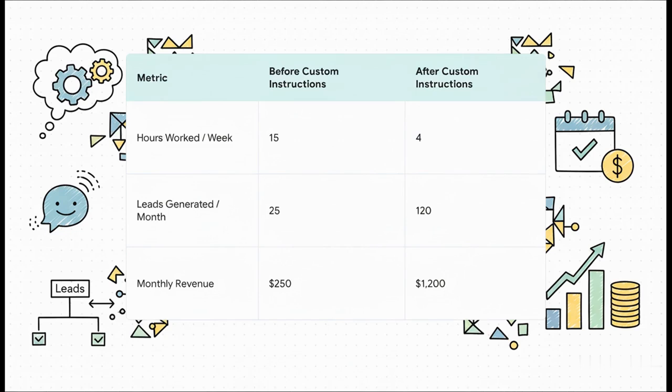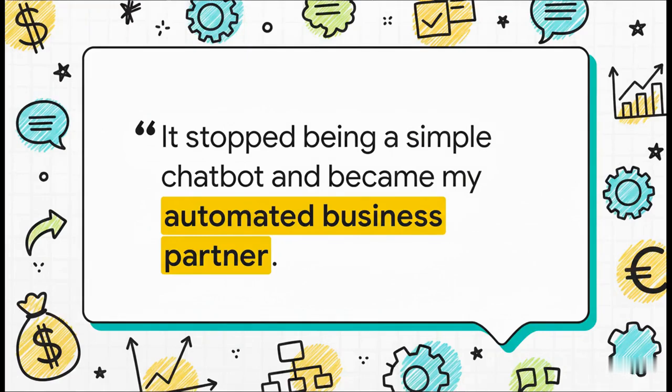But after flipping the switch on our new assistant, the hours dropped to just 4 a week, mostly just managing things, while the leads more than quadrupled to 120. And the revenue, it jumped all the way to $1,200. That, my friends, is the power of real automation. And this quote from the person in the case study just says it all, doesn't it? The tool literally transforms from this simple reactive chatbot into a proactive, automated business partner that's working for you 24/7. That's the massive shift that custom instructions makes possible.